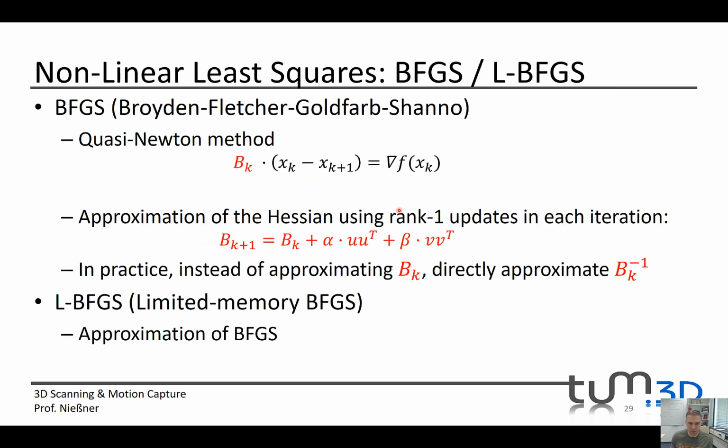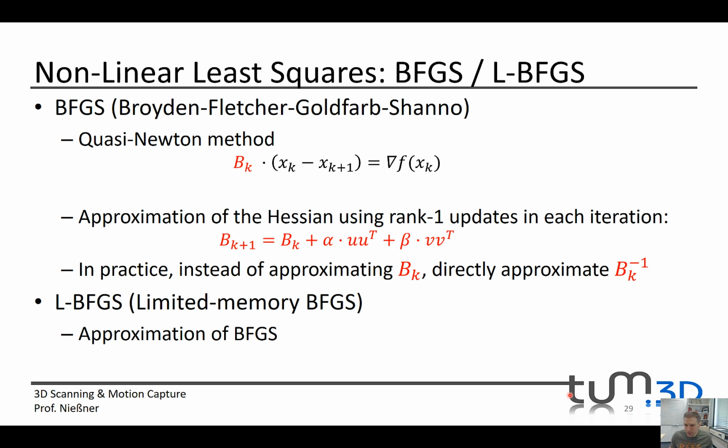So BFGS stands for Broyden, Fletcher, Goldfarb, Shanno. And this is a quasi-Newton method. And the idea of a quasi-Newton method is essentially that we are approximating the Hessian with rank-one updates in every iteration. So we're saying, okay, the Hessian is really nasty to compute for various reasons. So what we're doing is we are trying to iteratively compute better Hessians as we do more and more update steps in our iterations.